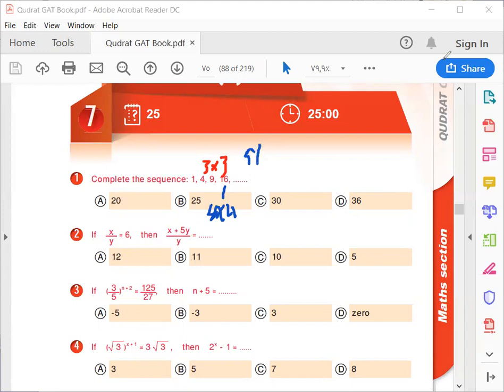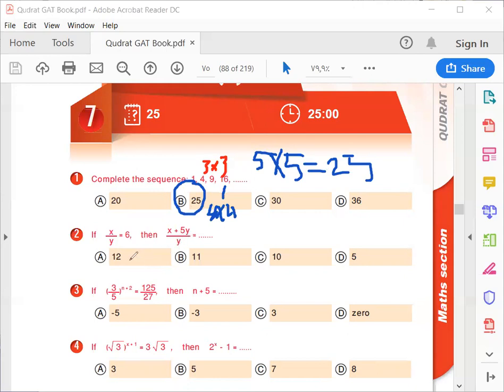So it will be 5 times 5, which equals 25. So the answer is B. Right, good. So the second question: if x over y is 6, then x plus 5y over what?